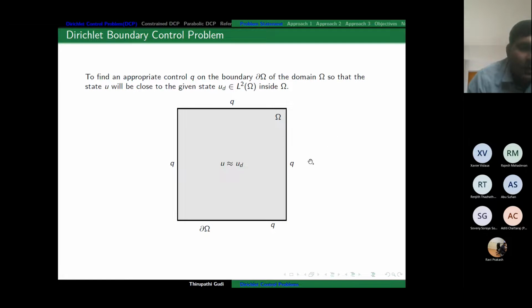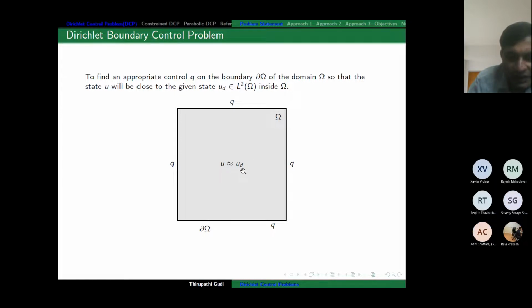So the Dirichlet boundary control problem we can see as follows. Suppose we want to heat a body to a certain given temperature, UD. UD is a given temperature, for example, so that's called the desired state. You want to get the body heated close to UD by applying the heat source on the boundary. So basically the heat source is coming from the boundary, so that we achieve internally the temperature U, which is close to the given desired temperature UD.